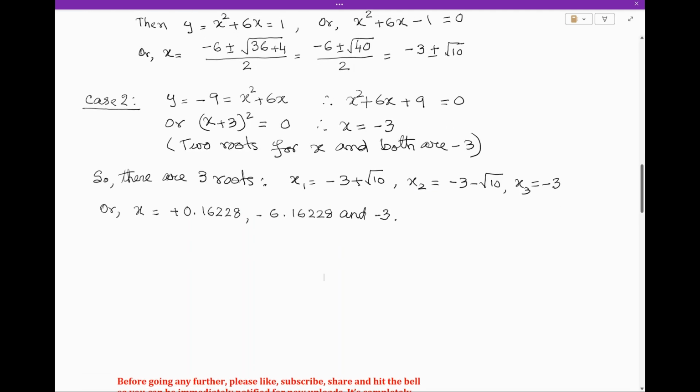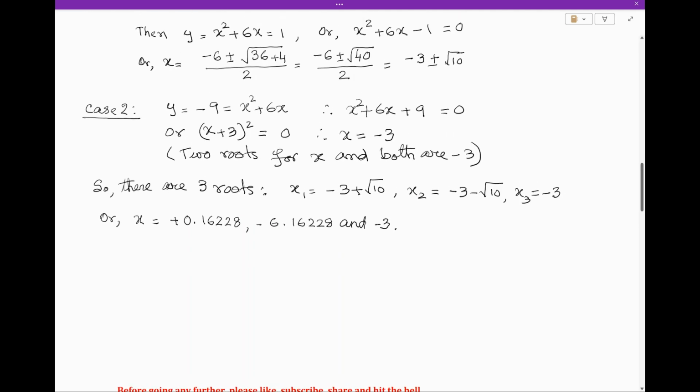So, in all, instead of 4 roots, we have 3 roots. X1 is equal to minus 3 plus square root of 10. X2 is equal to minus 3 minus square root of 10. And x3 is equal to minus 3. Remember that x4 is equal to minus 3, but since x3 and x4 are the same, we are only mentioning one root.